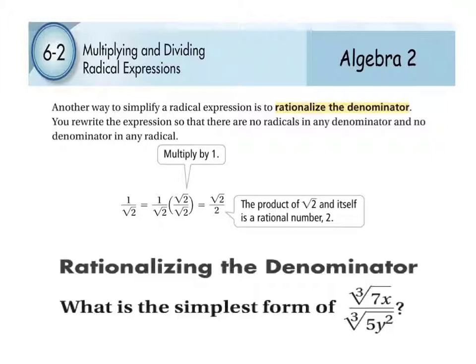Now, what happens when your fraction doesn't go away? Because that's going to happen. You're not going to have every single problem be where it's going to simplify for you. So we're going to have to simplify a radical expression by rationalizing the denominator.